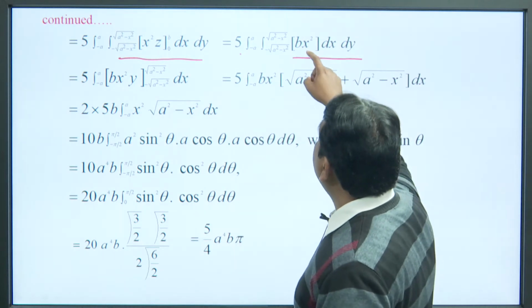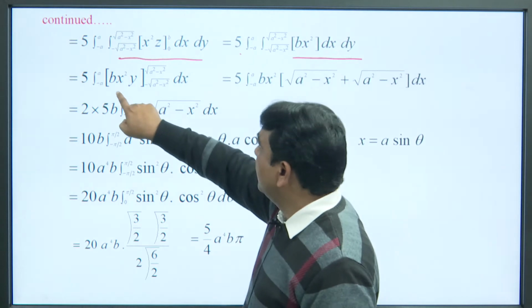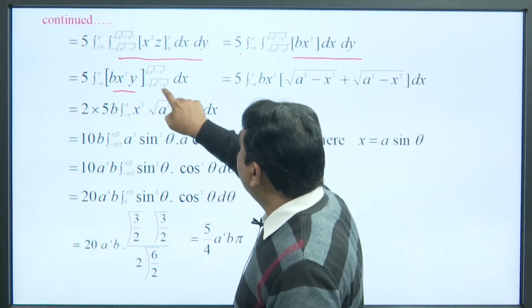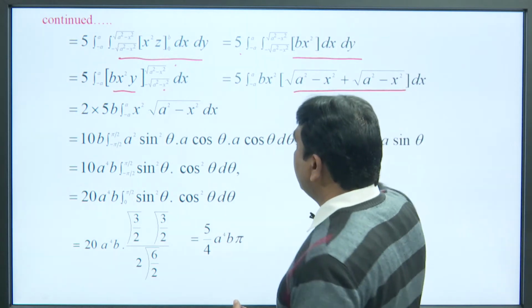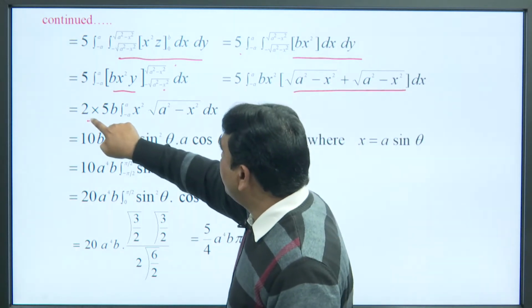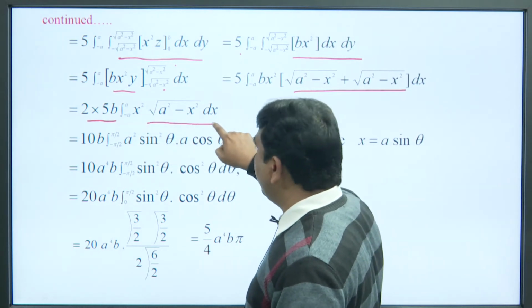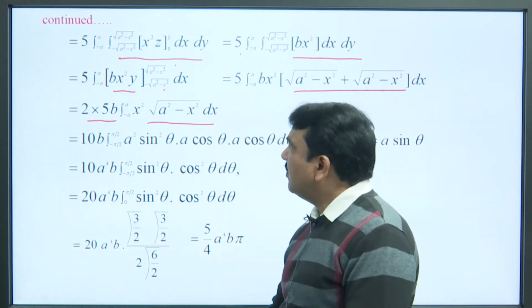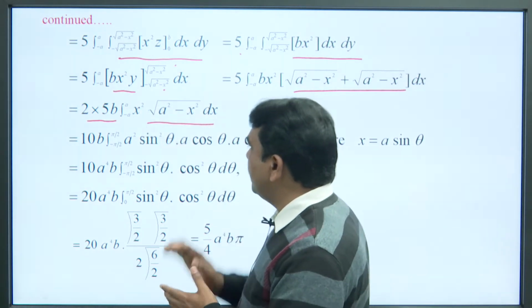Now, we have to evaluate with respect to y first, because the value of y in terms of x is given. So, b x square times y value from this point to this point. When we put this, then we will get this, and finally, we get 2 into b x square root over a square minus x square dx. Now, the next part is evaluation of this integral with respect to x from minus a to a.